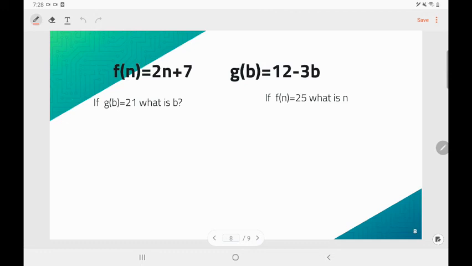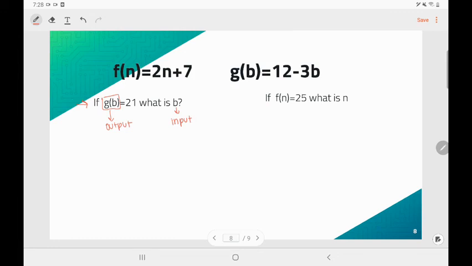Last kind of problem. Our first step is to interpret the sentence. If g of b equals 21, what is b? Well, what is this even asking us? Well, remember, g of b represents the output. And remember that since b is inside those parentheses, b represents the input.